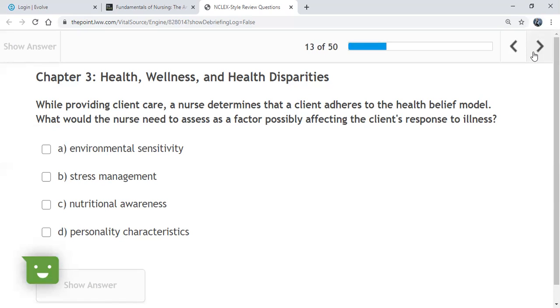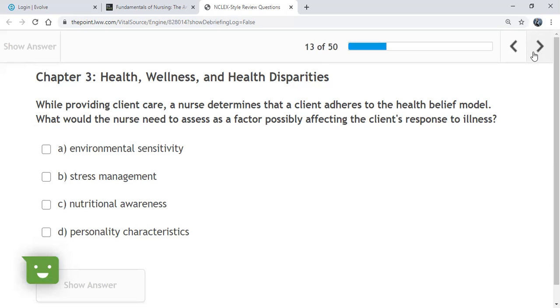Anybody? Not sure. I'm thinking stress, because stress has a lot to do with it, but it is talking about the health belief model. I'm torn between A and B.